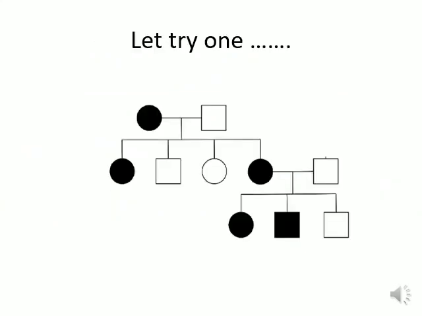Now, let us try one example. This is a pedigree chart which shows that the female is affected and the husband is normal. In the next generation, the female is affected and the male is normal. Again, in the third generation, both males and females are affected. So first we can easily say that since the male is affected, one of the parents is affected and there is no generation skip, so it is either autosomal dominant or X-linked dominant.